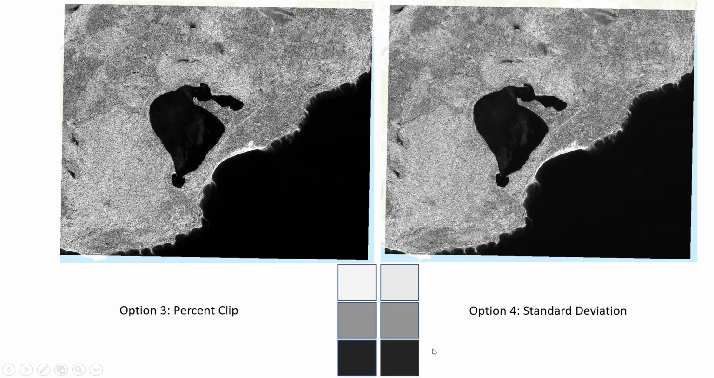In this particular case, percent clip is actually a little bit brighter than standard deviation, but usually standard deviation will be brighter. The reason it is this way is because there's so much water in this image that we have so many pixel values devoted to this dark water that it actually makes percent clip a little bit brighter. But normally standard deviation would produce the brighter image.